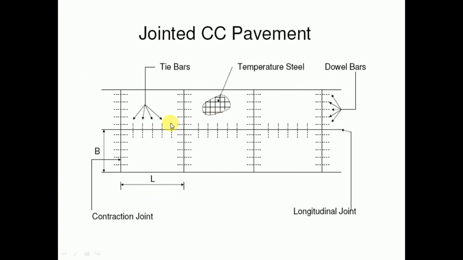This is another view of the plain jointed cement concrete pavement. As you know, concrete is strong in compression but weak in tension. To take care of the tension, sometimes we need to provide reinforcement, what you call temperature reinforcement. So these are the tie bars and the dowel bars.